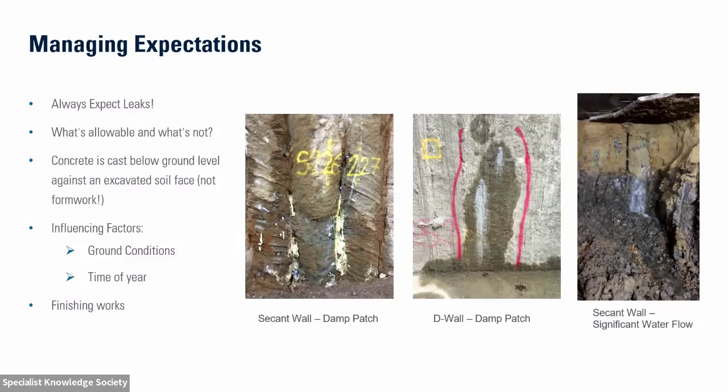You're expecting that it's going to be cast against the ground, and it's going to need a bit of what we like to term finishing works at the end of it. So people should be aware that as you're digging down, you will have some damp patches. You're likely to have a few leaks that are coming in on the wall, and I think this is normal around embedded retaining wall construction.